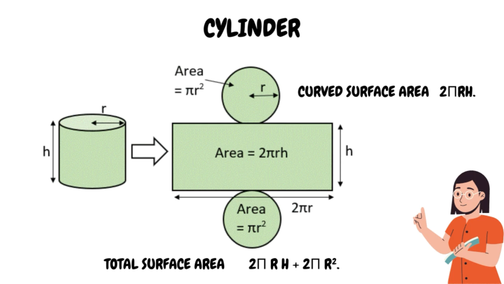Now total surface area of cylinder is nothing but curved surface area plus the area of top and the bottom of cylinder. Top and bottom of cylinder is nothing but a circle. So a cylinder with base radius r and height h will have total surface area as 2 pi r h plus 2 pi r square.